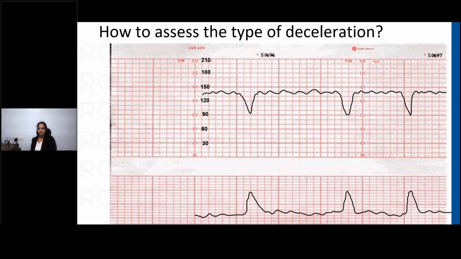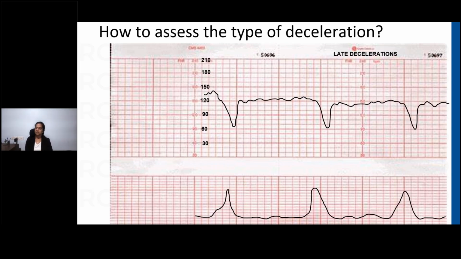Okay, what is this? Early. Early. Yes. This is early deceleration because as you can see, there is a uniform pattern which is being followed by each deceleration with respect to the contractions. Early deceleration. So then, what is this? Already marked there. Late. Late. Yes, this is late deceleration.